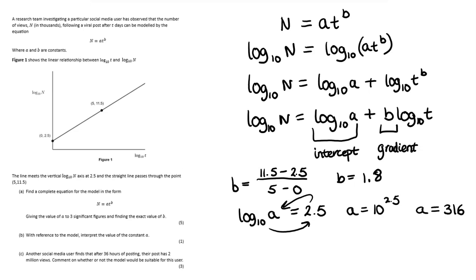This wouldn't quite be it, however, because I'm asked to find the complete equation for the model. So just finding a and b is not enough here. What we're going to need to do is put a and b back in. We'll write it like this: n equals 316 times t to the power of 1.8. And that's my complete equation for the model. Now, if I know the number of days, I can just sub in any value t to find n here. So next we're going to look at part B.